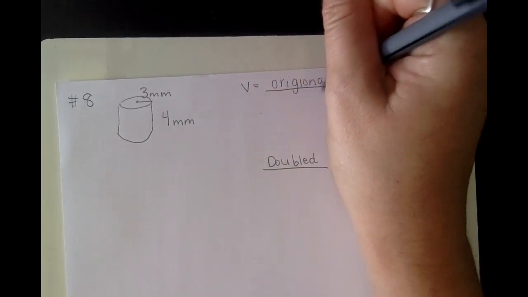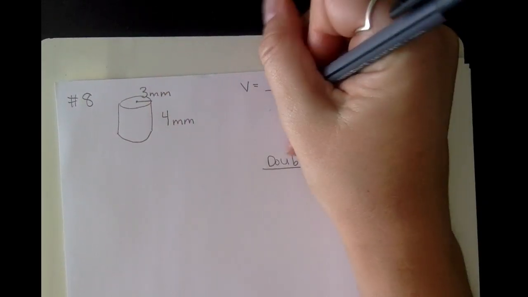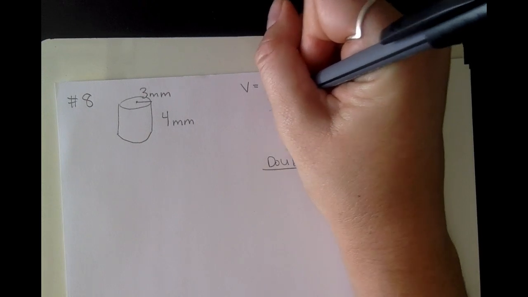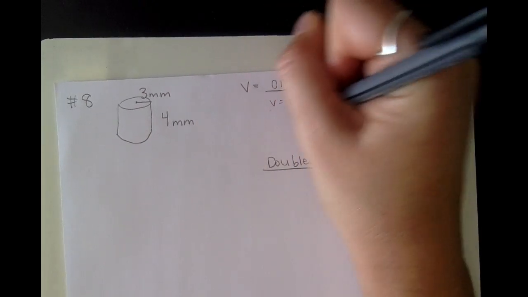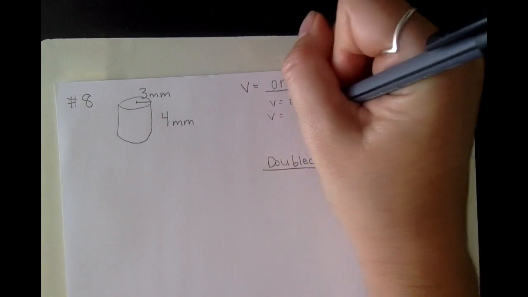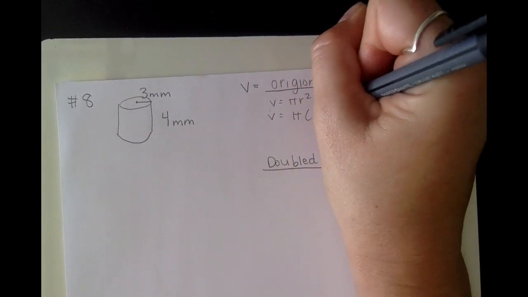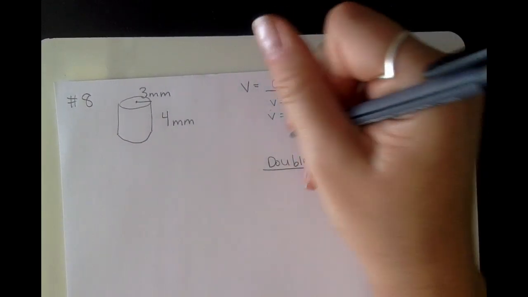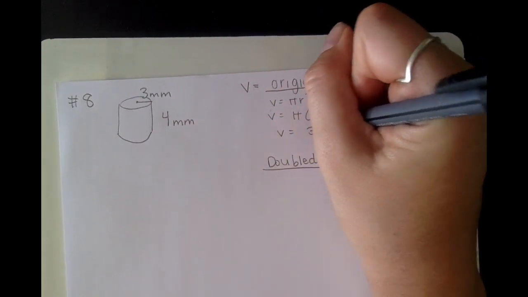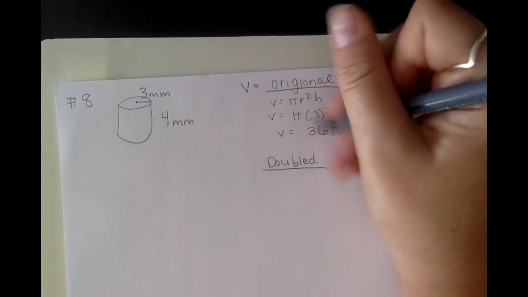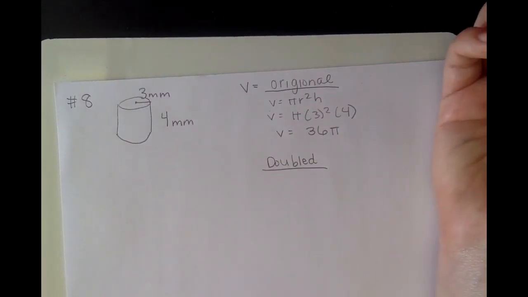So the original volume: it's a cylinder, so my volume will equal pi r squared times the height. So that means the volume will equal pi times 3 squared times 4, which is the same thing as my volume is equal to 36 pi. And so I'm going to leave it at that. So the original volume of this is 36 pi.